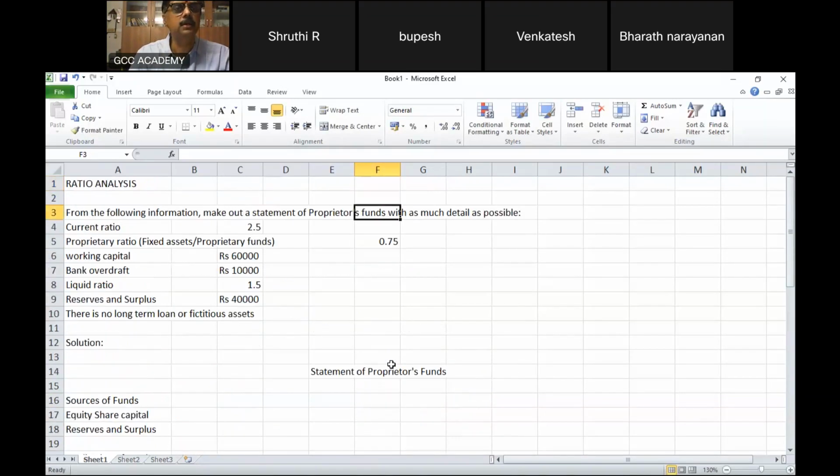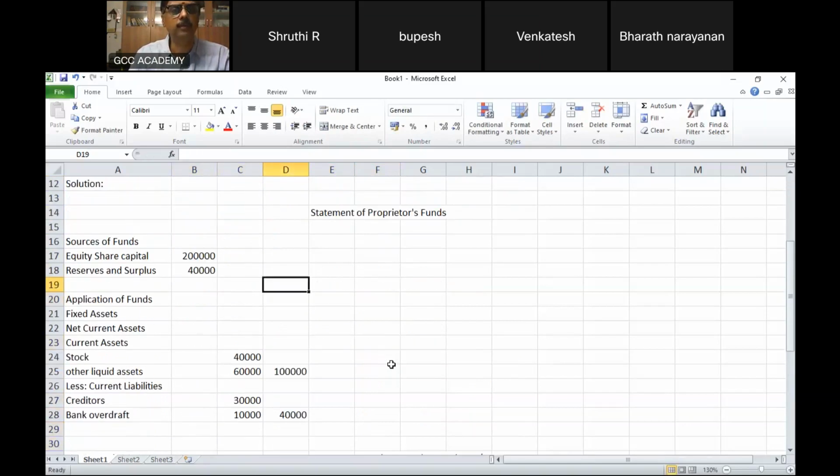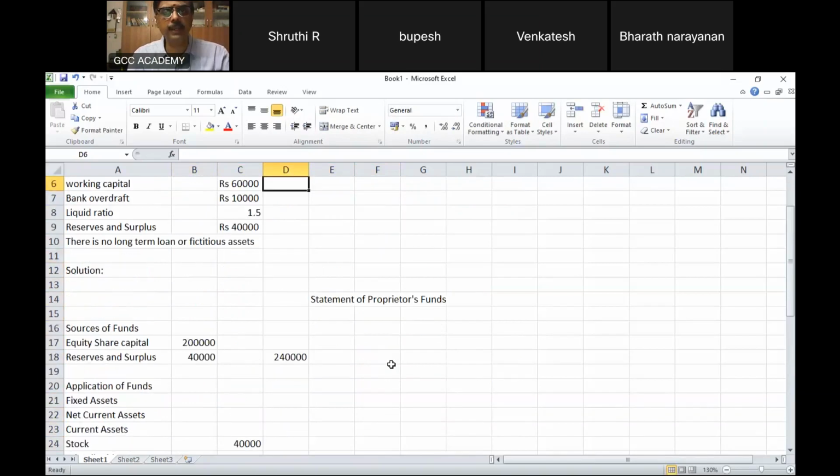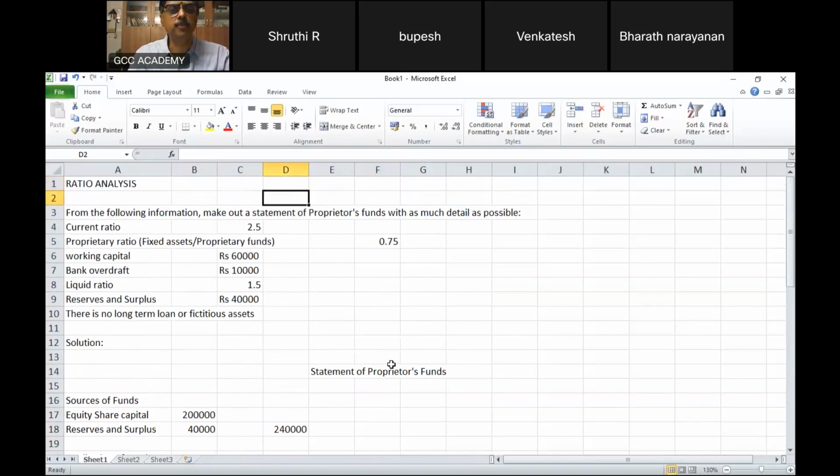So what share capital have they given? Reserves and surplus is 40,000. Balancing figure 2 lakhs is equity share capital because total proprietary fund is 2,40,000. Now, for fixed assets, we could take the balancing figure easily, or we already know that fixed assets to proprietary fund is 0.75. So fixed assets are how much?